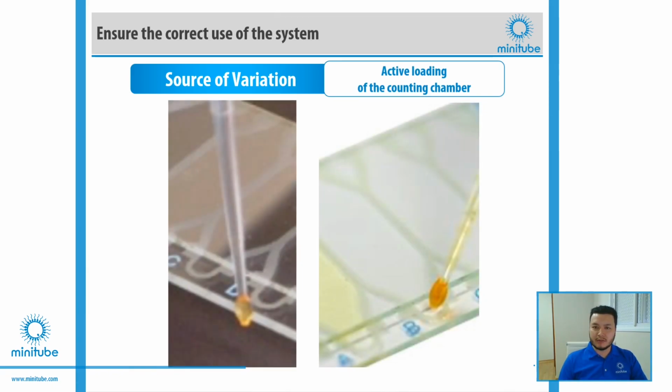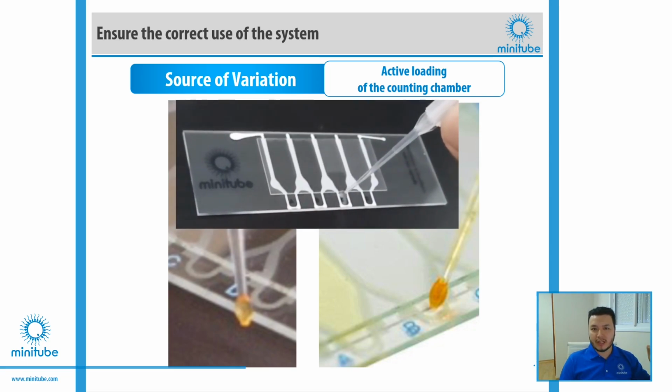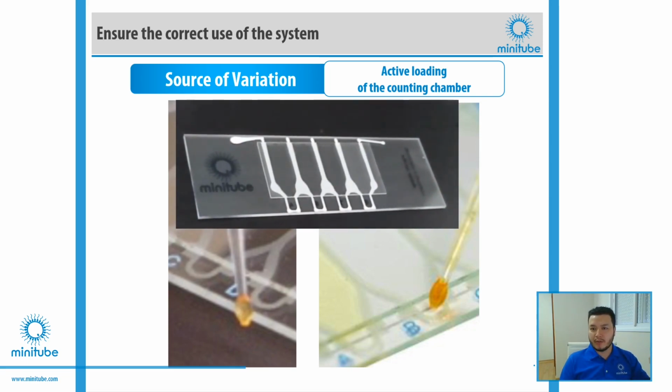Active loading of the counting chamber. The counting chamber should be filled in a passive way. So press the sample volume out of the tip before the tip reaches the chamber. As shown before, a small drop appears at the end of the tip. And then place this drop in the filling area of the chamber and it will fill itself by capillary forces, like in this video. This procedure will ensure a uniform sperm distribution through the chamber, which is good for sperm concentration measurements.